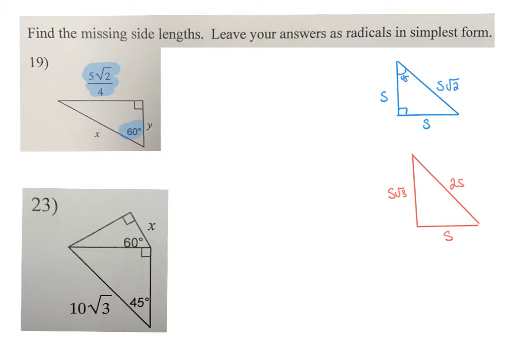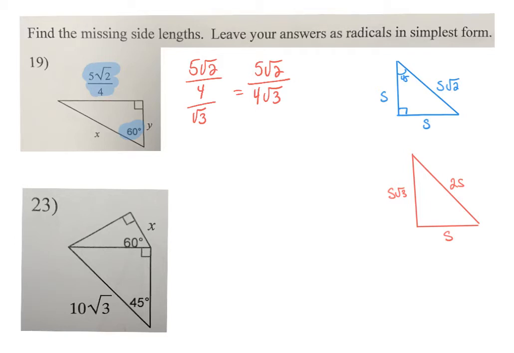So I'm going to take this number, 5 square root of 2 over 4, and I'm going to divide by the square root of 3. I know that looks weird. Basically, what you're doing, the 5 square root of 2 over 4 goes on top and the square root of 3 is going to go in the denominator. Okay? So I'm dividing by the square root of 3 to get my short side, or my y.